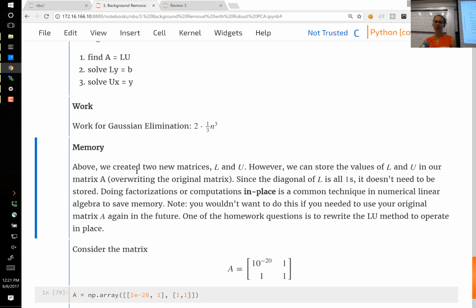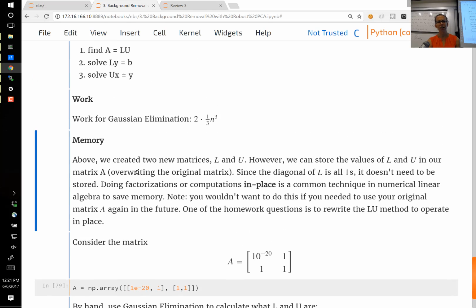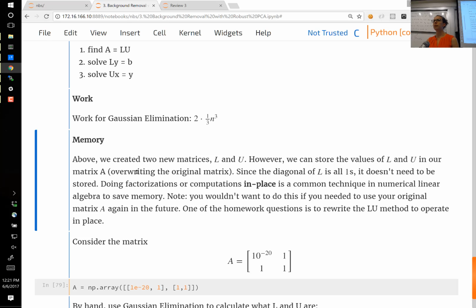If you ever wanted to use A again in the future, you wouldn't want to do that because you are writing over it. But one of the homework questions, and I might put this homework up this afternoon or Thursday, it won't be due till a week from Thursday, is to modify LU to do the algorithm in place instead of creating separate L and U. Any questions about memory for LU decomposition?